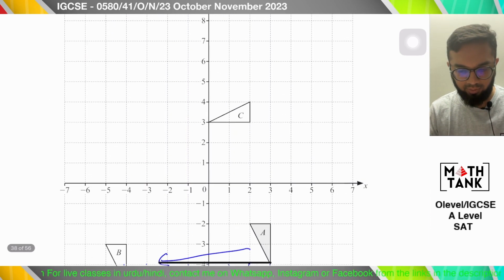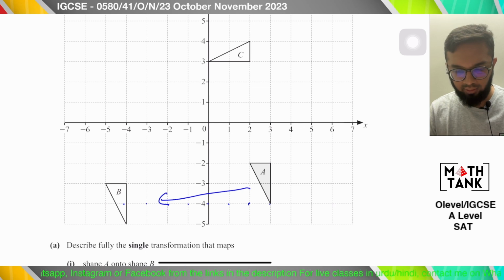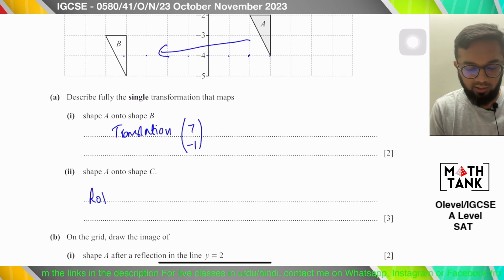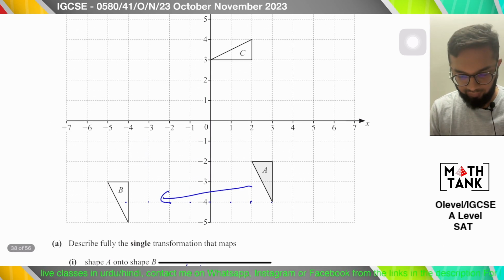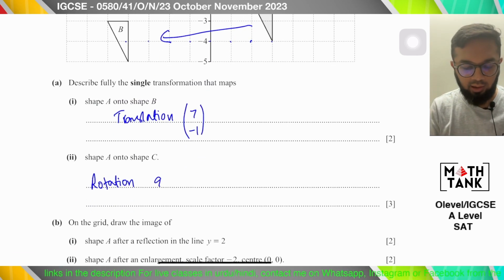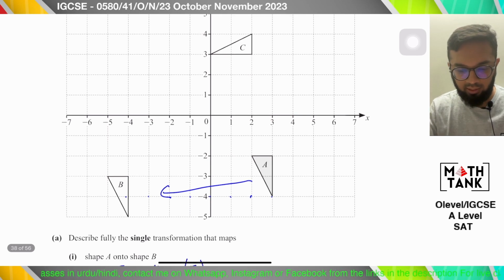Shape A onto shape C. This looks like the shape has turned. So I see that there seems to be a rotation somehow. So I'm going to say firstly that it's a rotation. I also observed that it looks like it might be a 90-degree rotation since I don't see any complete opposite shape. So it's a 90-degree. Let's decide whether it's clockwise or anti-clockwise.